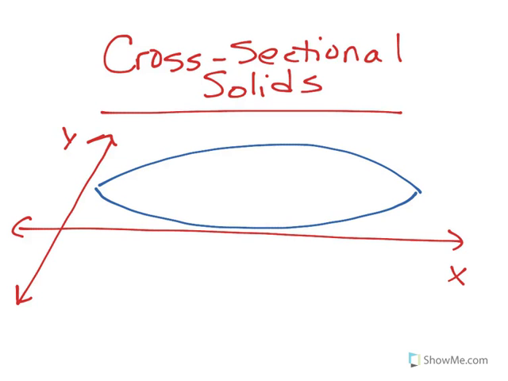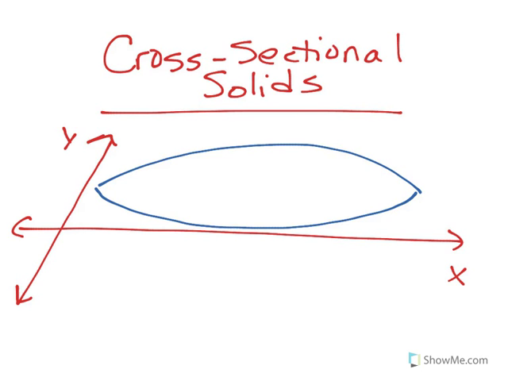Okay, today's topic is a little different from rotational solids. It's called cross-sectional solids. Instead of rotating figures around, we're still going to slice them up. They're going to be formed with a base. What I'm looking at here is the x and y axis sort of flattened out. And they have a base. The base is formed by two curves.